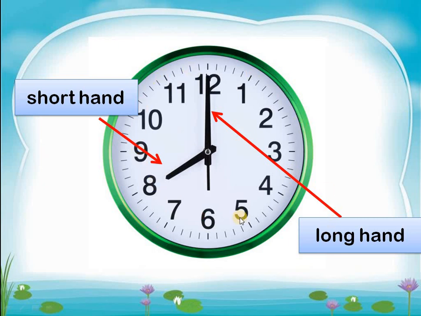So, if you look at this clock, tengok jam ini, can you tell me what is the time? Let's look at the short hand. Tengok jarum pendek. The short hand is pointing at number 8, and the long hand is pointing at 12. So how do we say this? What time is it? It is 8 o'clock.